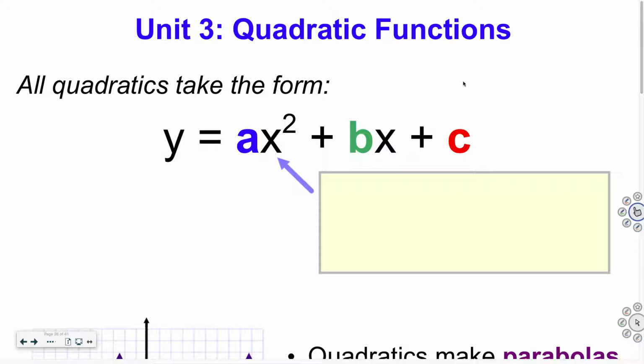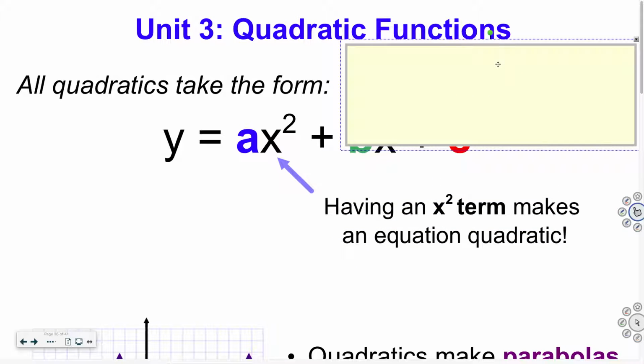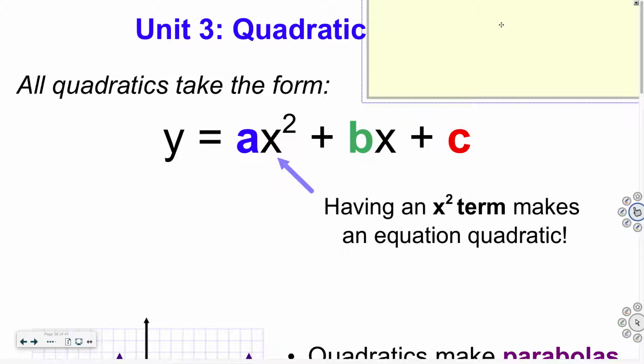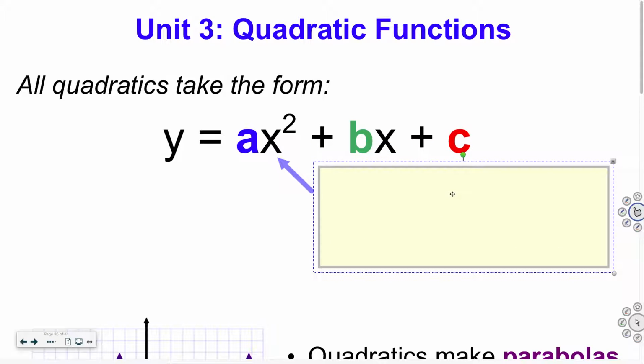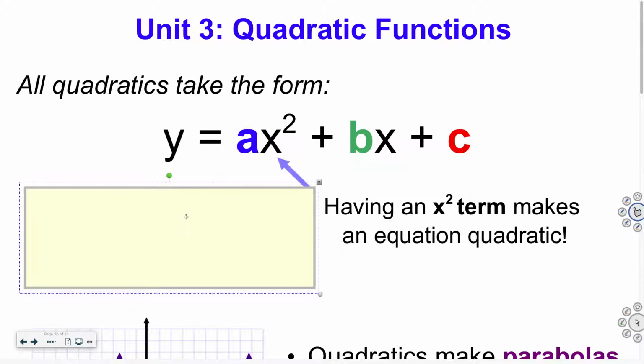Okay, here we go. Final exam review, part 3, quadratic functions. All quadratic functions take the form of ax squared plus bx plus c. It must have an x squared term for an equation to be quadratic. Without that, it's not quadratic.